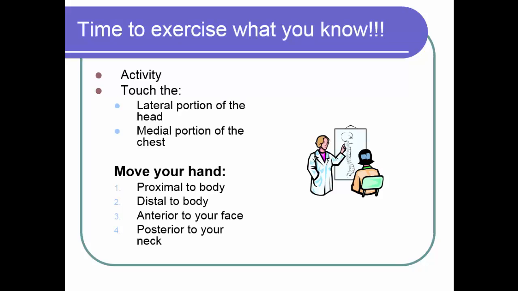So, what I'd like for you to do now is to exercise what you know with regards to what we just talked about in terms of the directional terms. So if you touch the lateral portion of your head, you're going to be touching the cheek portion of your head. If you touch the medial portion of your chest, you would be right between the breasts on the breastbone or the xiphoid. If you move your hand proximal to your body, you would move it closest to the point of attachment. So you would move your hand towards the midline. If you moved your hand distal to your body, you would take your hand and move it away from your body.